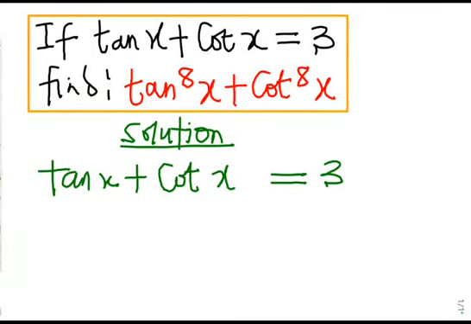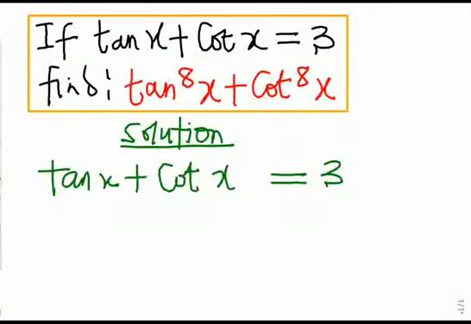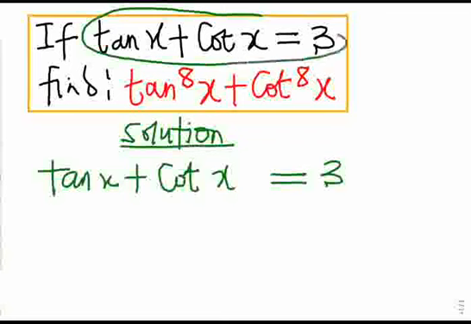In this video, I am going to provide the solution to this question. We are asked to find the sum of tan x and cot x, both of them to the 8th power. We are given that the sum of tan x and cot x is equal to 3. What will be my method here?